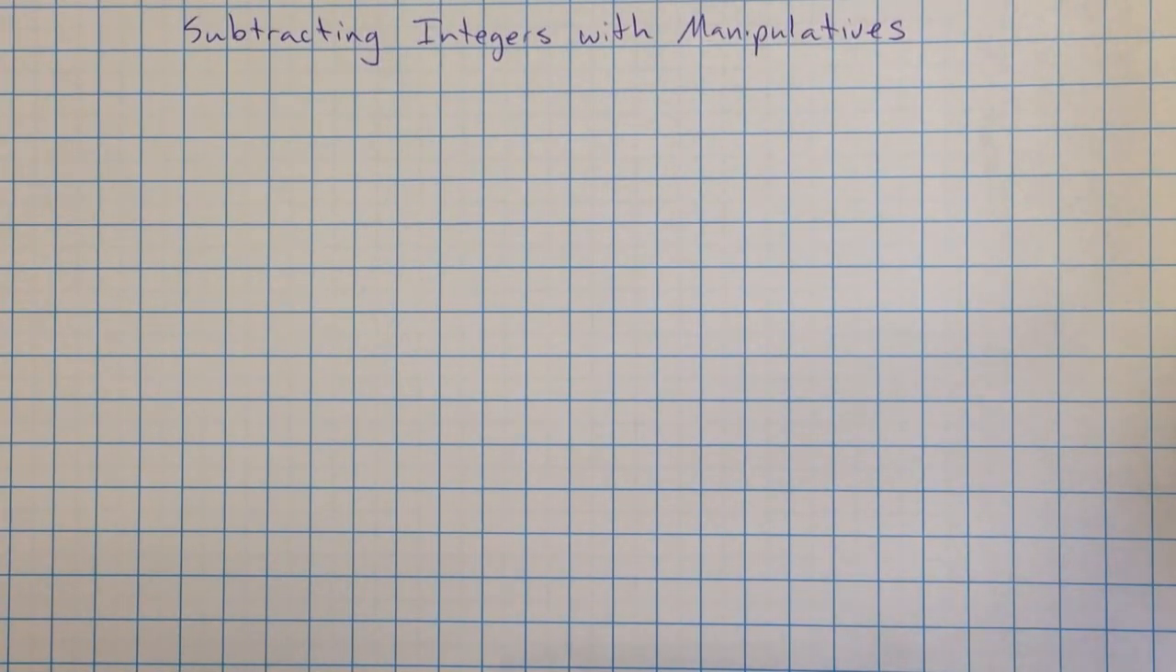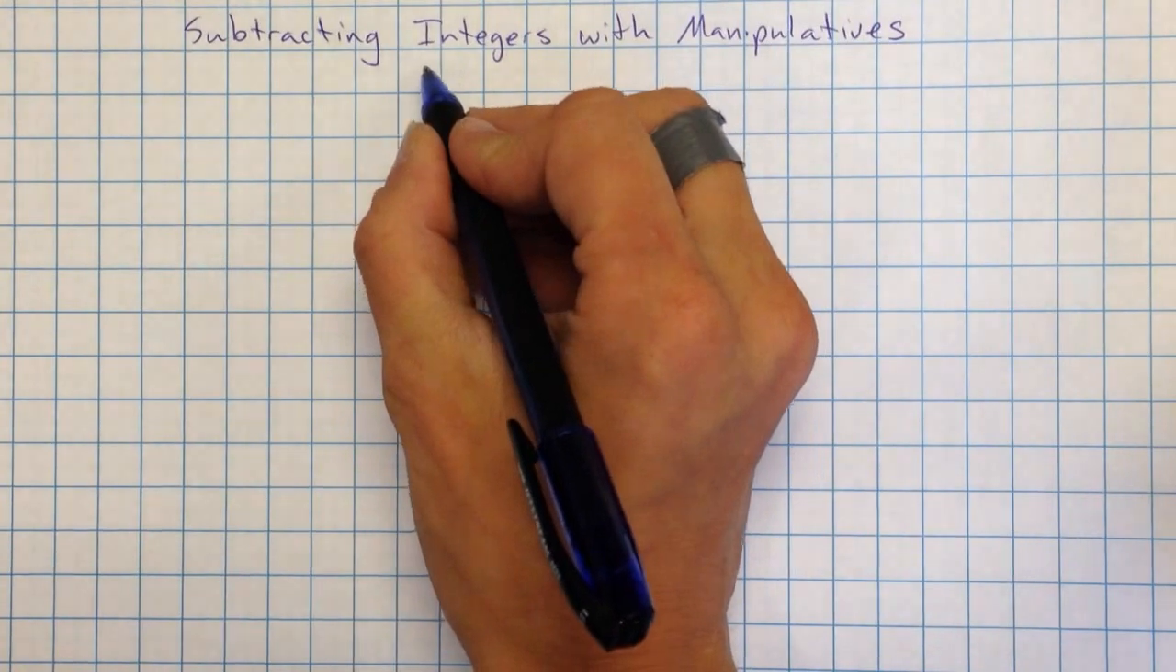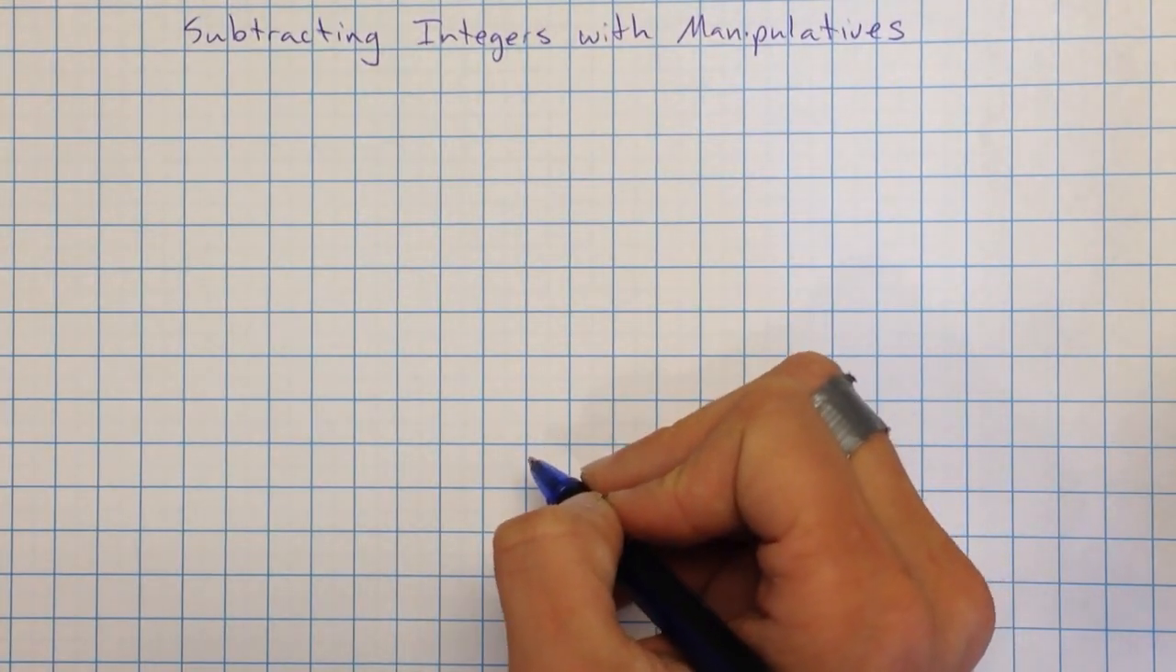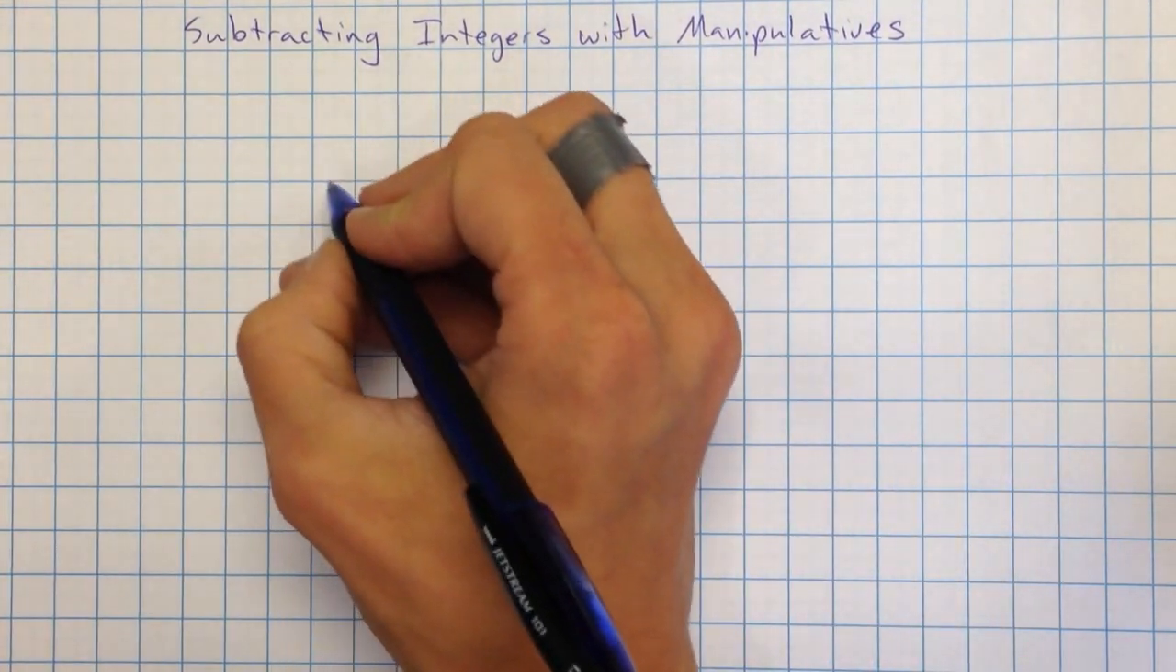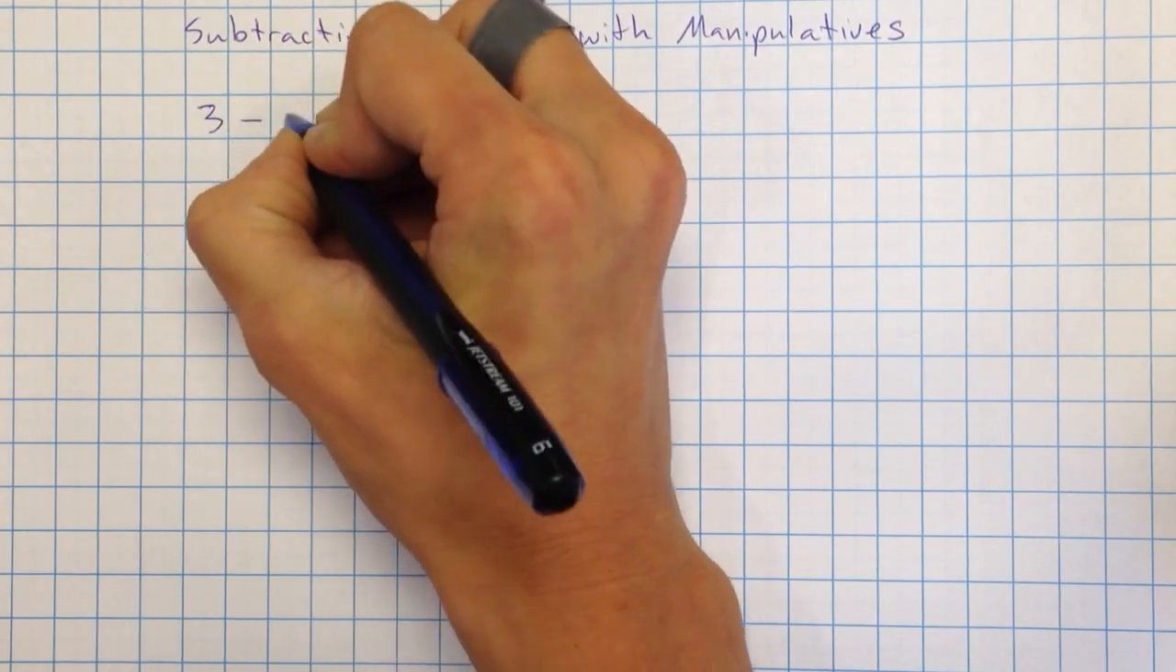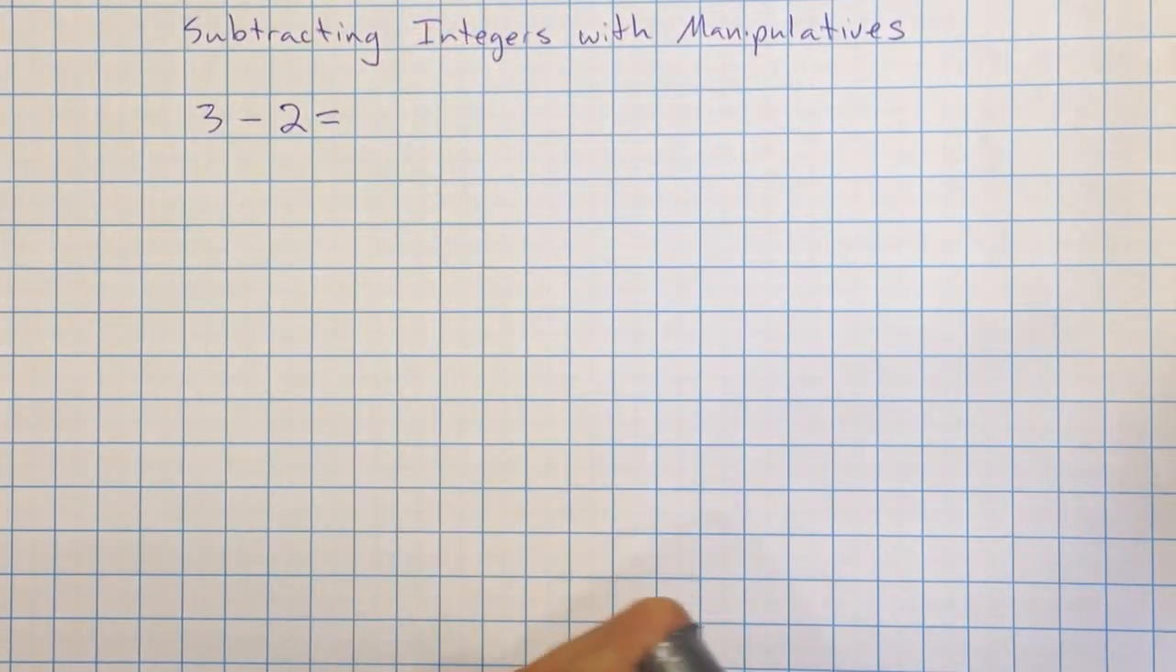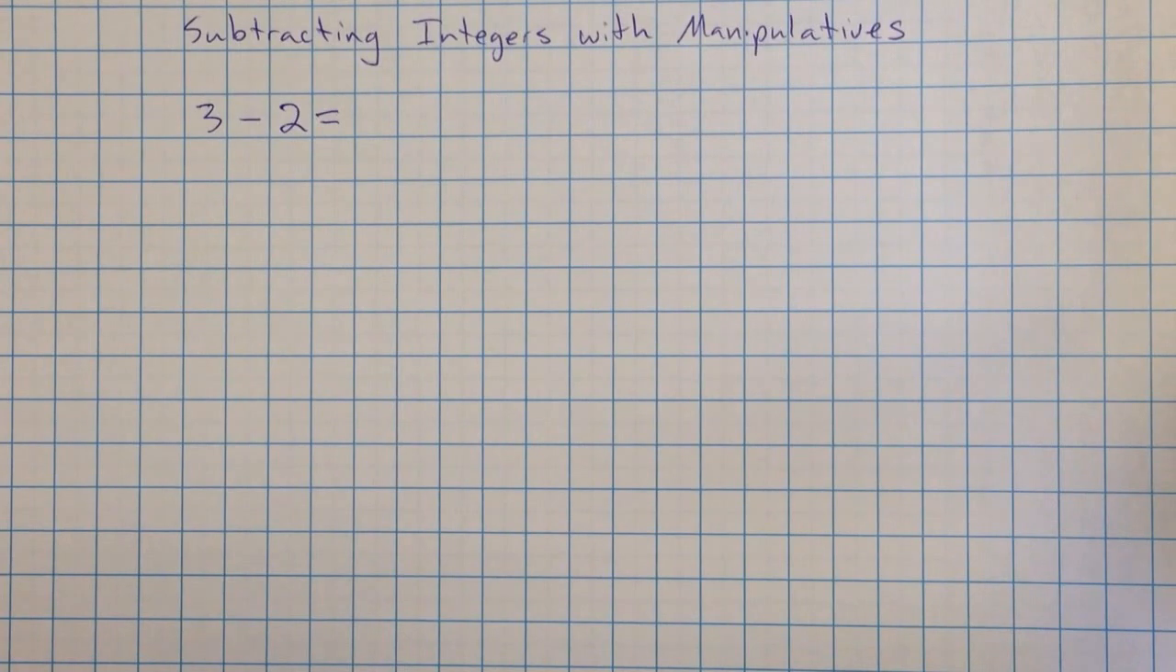So we're going to start off when we're subtracting integers, where integers are any whole number, positive or negative or zero. We're going to start off with the problem 3 minus 2. That's a simple problem, a problem we all know the answer to. 3 minus 2 is going to equal 1. I would show that by doing the following steps.